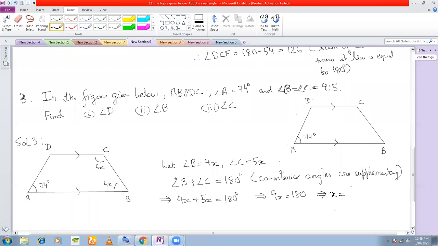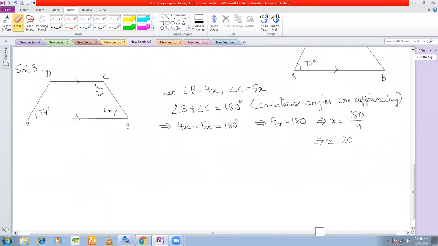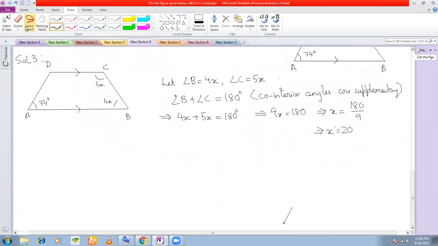That means you get x is equal to 180 divided by 9. That means x is equal to 20. So therefore, what is angle B here? Angle B is 4x, which is equal to 4 into 20 degree, which is 80. And angle C is 5x, so 5 into 20, which is equal to 100 degrees.